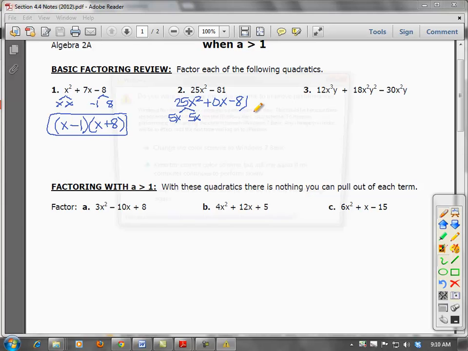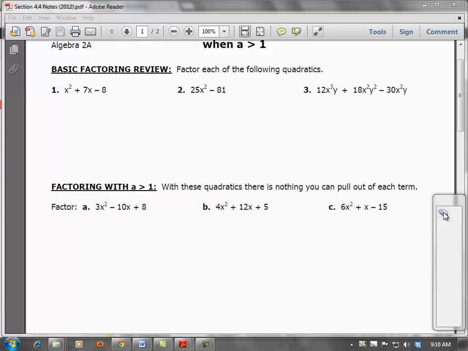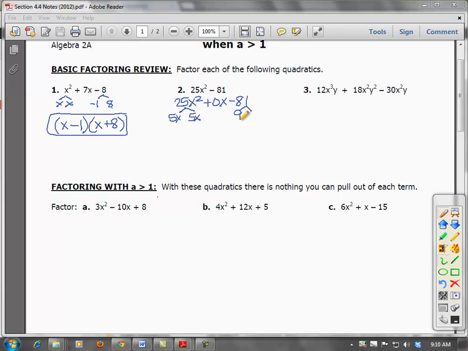To get 81, we use 9 and negative 9, because 9 plus negative 9 adds to 0. So my two factors are 5x plus 9 and 5x minus 9.